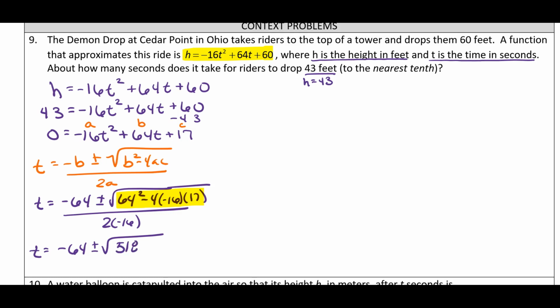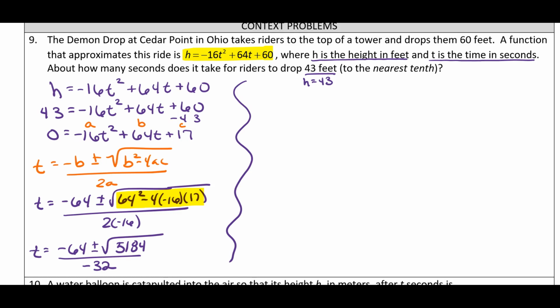5,184. Okay, I do need to see that step. I need to see what's underneath the radical. I need to see the discriminant. But I don't need to see every little piece if you don't want to show that. So on the bottom, I have 2 times negative 16, which is negative 32. Okay, so now we're going to start cleaning some things up.